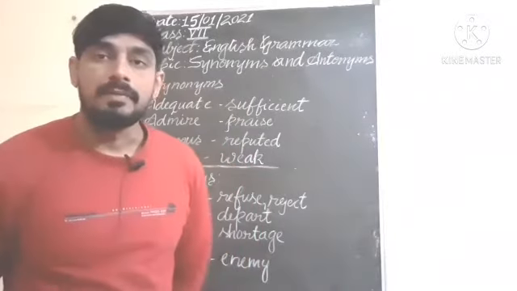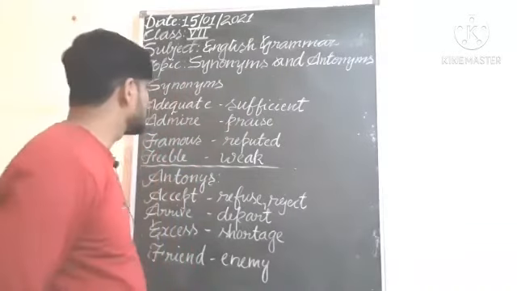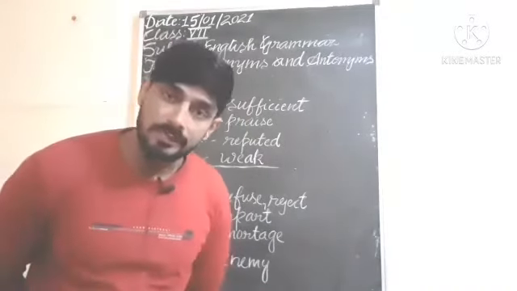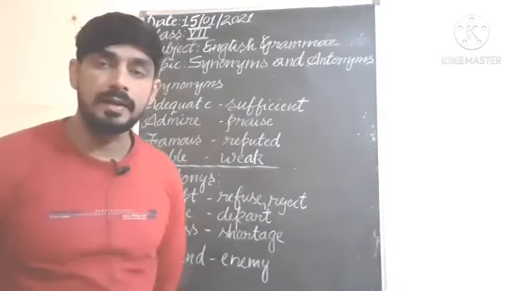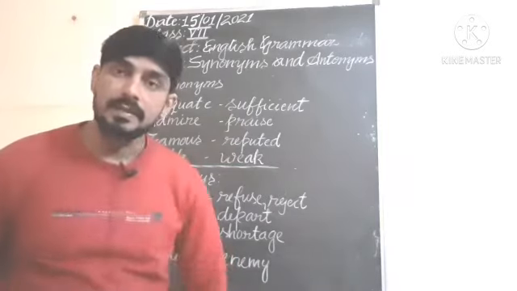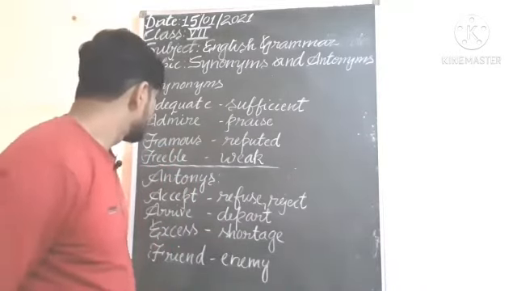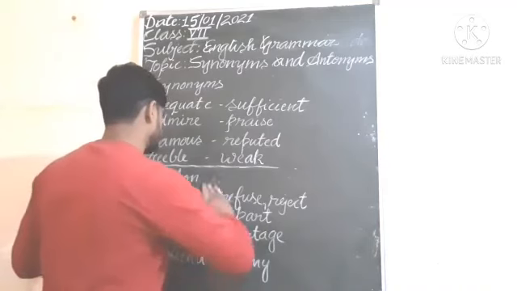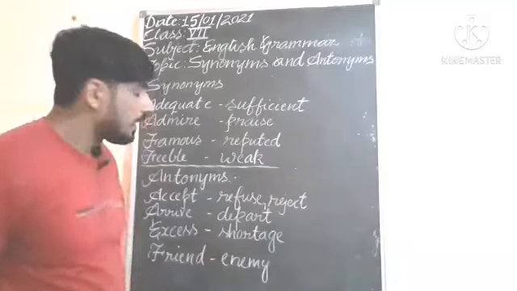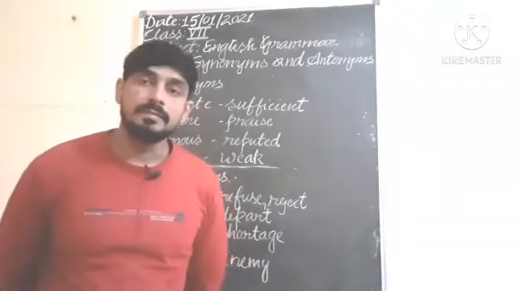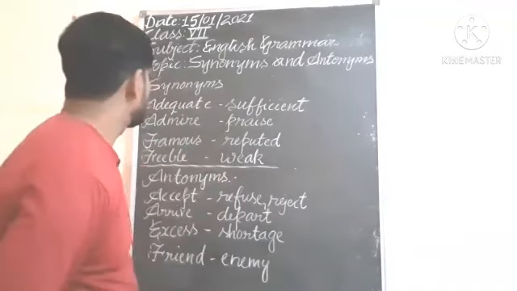Dear students, now we will see the next chapter. The chapter name is synonyms and antonyms. First we will see synonyms. What do we mean by the term synonyms? Synonyms are words which have the same or nearly the same meaning. Understand? The meaning will be the same. And antonyms are words which have opposite meaning. Understand? So now we will see the examples.